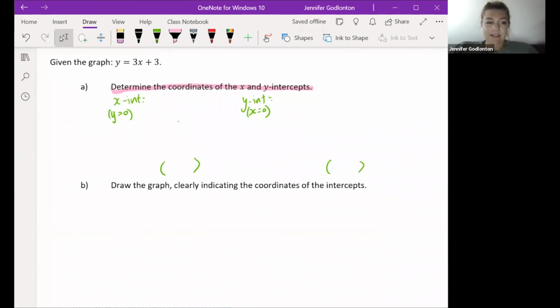So just do it step by step, X intercept, Y intercept. And let's see.